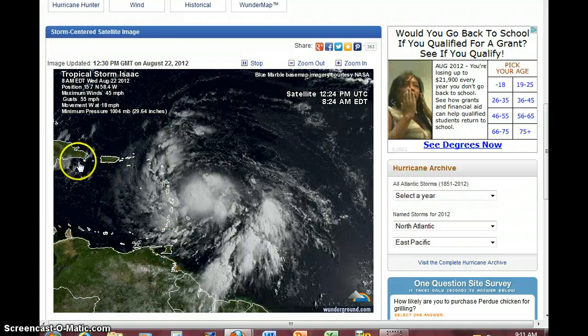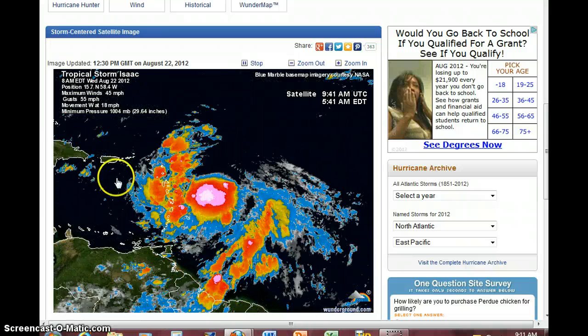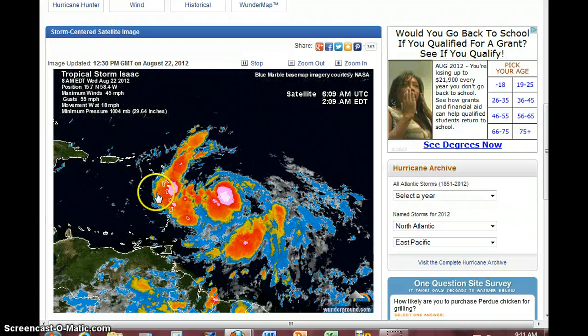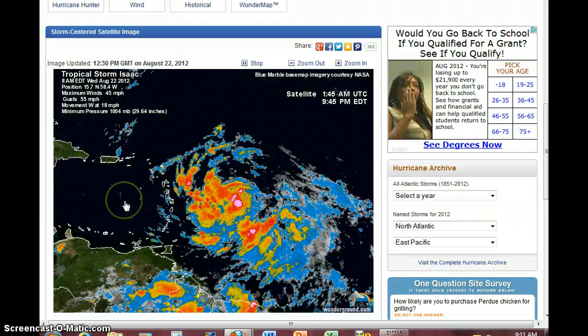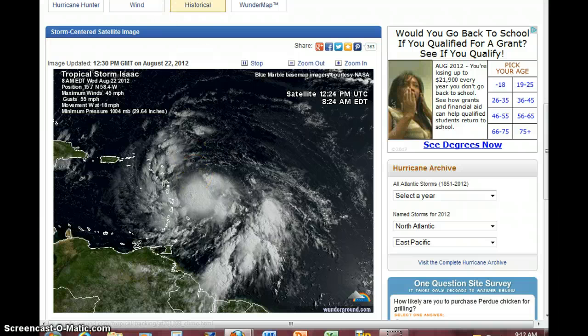Now down the road, we're going to start wondering how Hispaniola here is going to affect the circulation of Isaac as he moves off to the west, and in time it starts making more of a northerly turn, perhaps. And we'll take a look at that in the models in a moment. Talk about the models. Let's go.